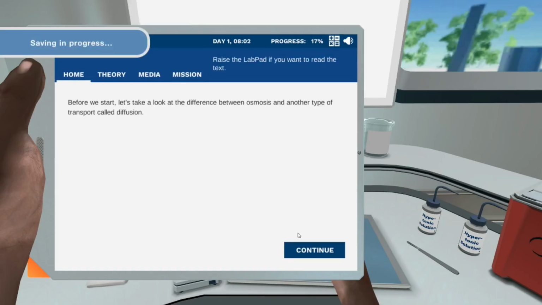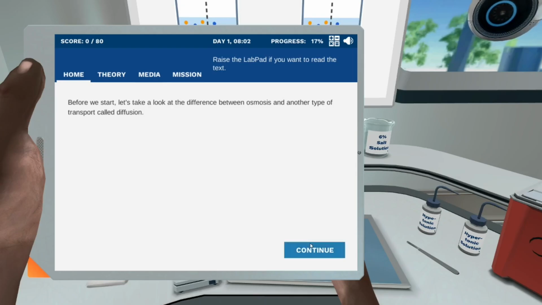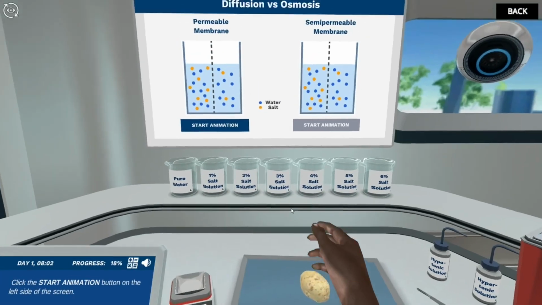Before we start, let's take a look at the difference between osmosis and another type of transport called diffusion. Click the Start Animation button on the left side of the screen.